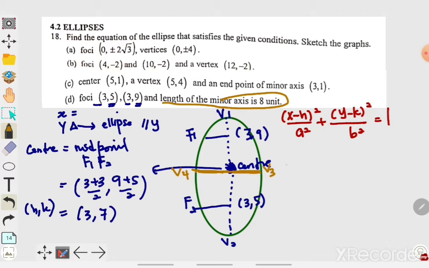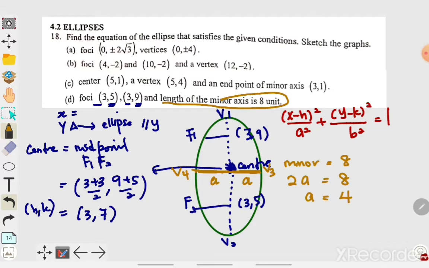We know the minor axis equals 8 units. Only one length is equal to a, and this is also equal to a because it is parallel to the x-axis. So this is the a value. a plus a is equal to 2a, so you have 2a equals 8, then a equals 4. Now you have the parameters h, k, and a.